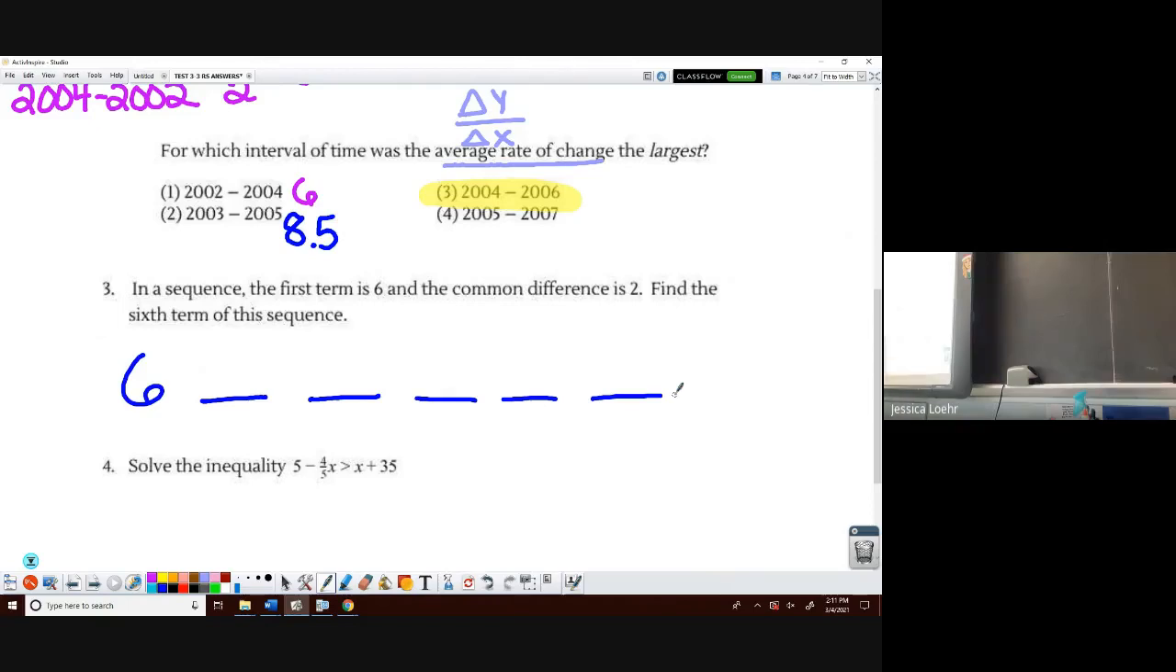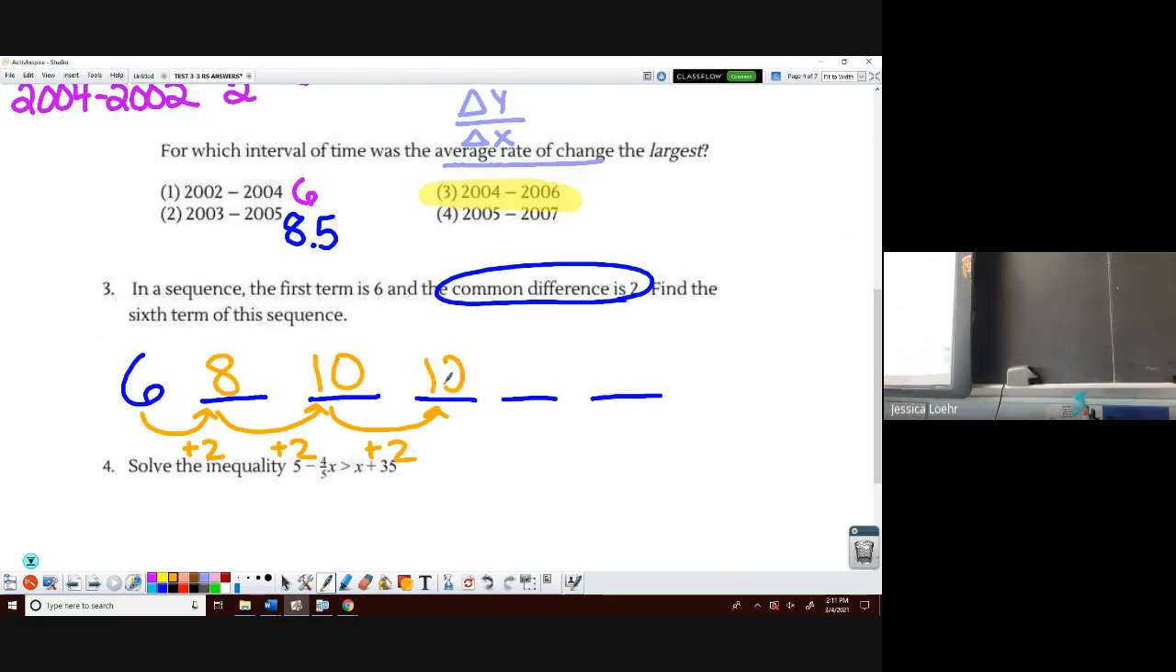The common difference is 2. That means you're adding 2 each time to go from one term to the next. Plus 2, plus 2, plus 2. So each time you're adding 2. 6 plus 2 is 8. 8 plus 2 is 10. 10 plus 2 is 12. 12 plus 2 is 14. 14 plus 2 is 16. So 16 is the 6th term.